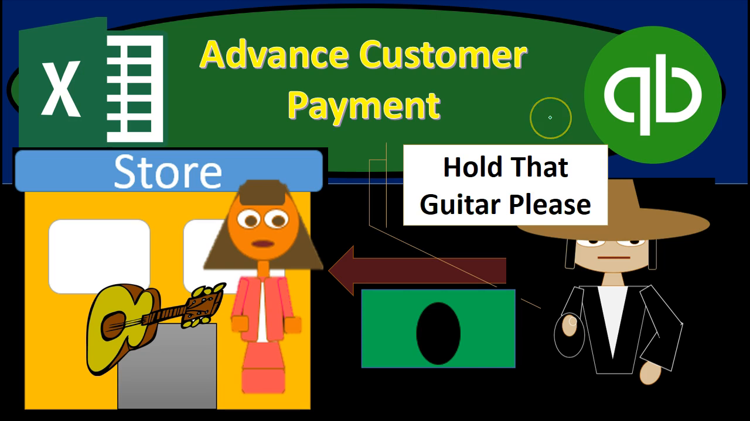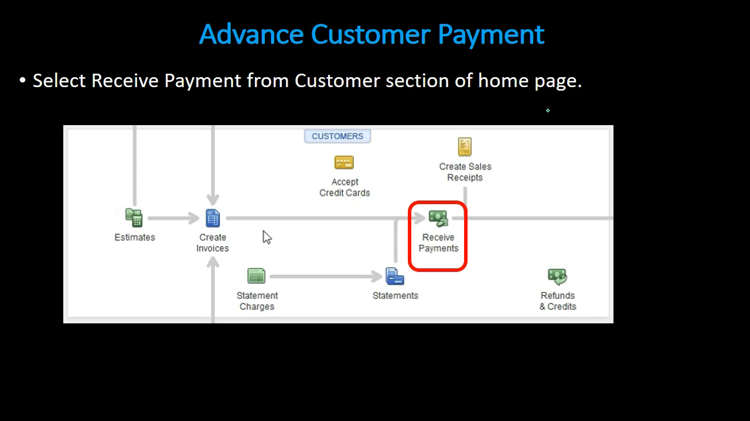We're going to first take a quick look at QuickBooks and then jump over to Excel and enter this information. We're entering an advanced customer payment, meaning we got paid from a customer before we did the work. We've seen this before in the past, so I'm going to go a little bit faster this time. If you want more detail, take a look at the prior presentation.